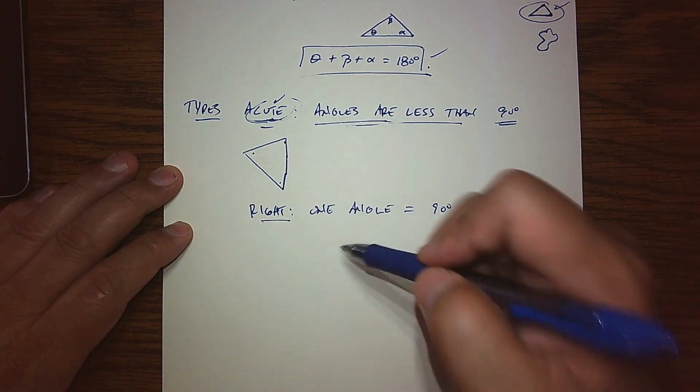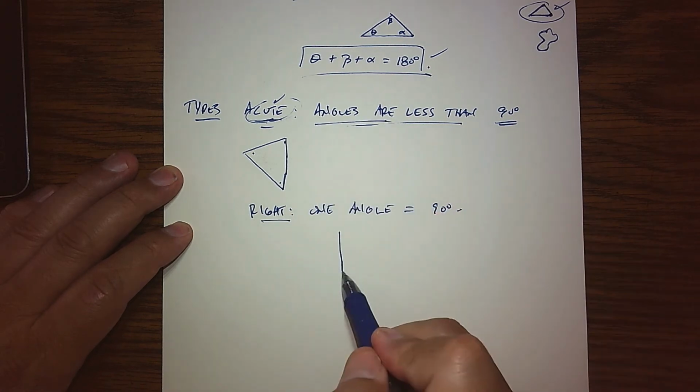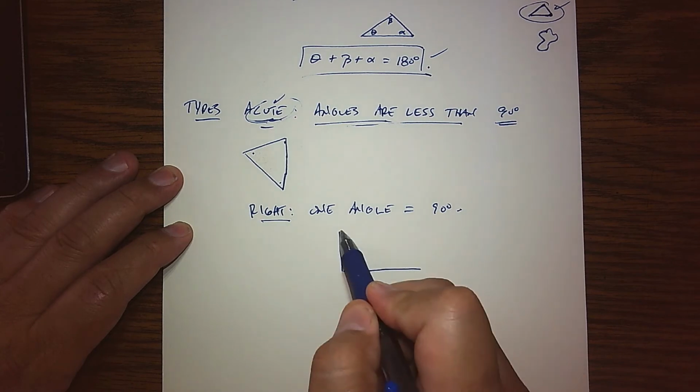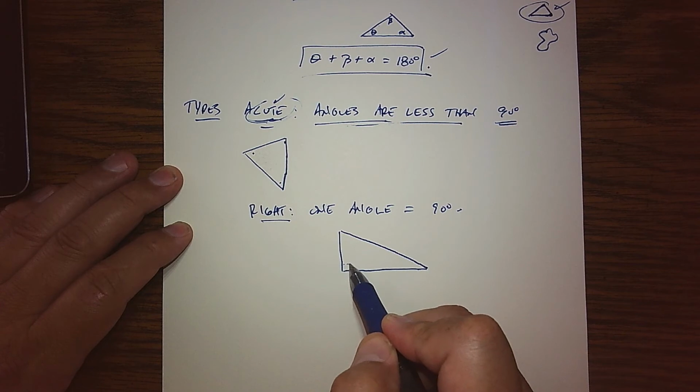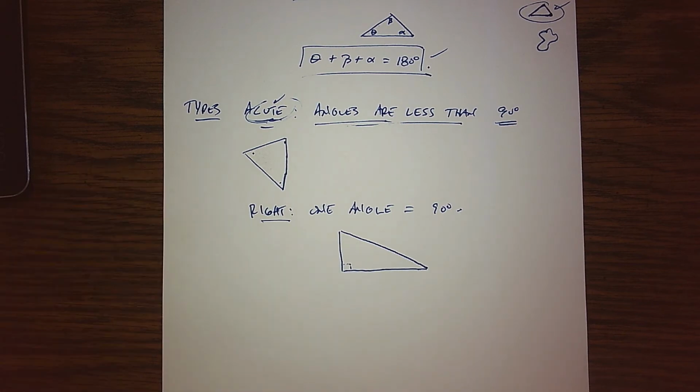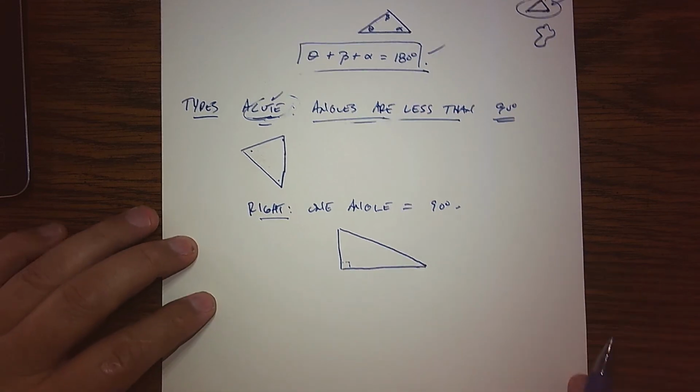A right triangle, let me draw a real famous one, right? And again, so there'll never be any doubt, what I'll try to do is always put a little square there to indicate that that's our 90-degree angle. So therefore, that is a right triangle.